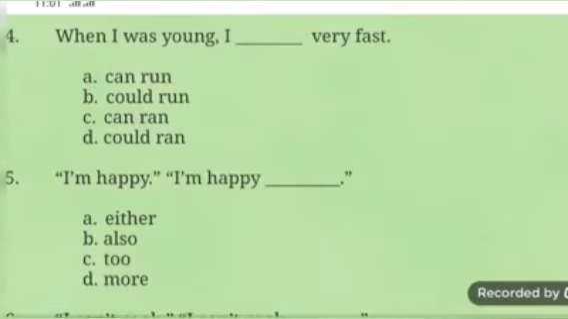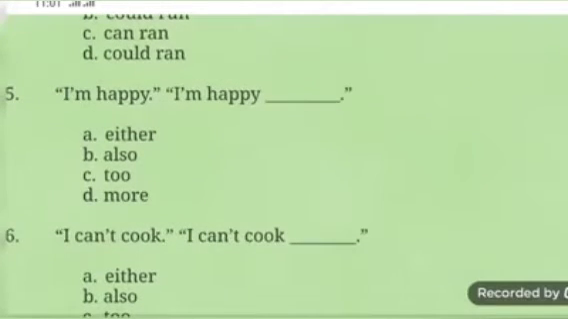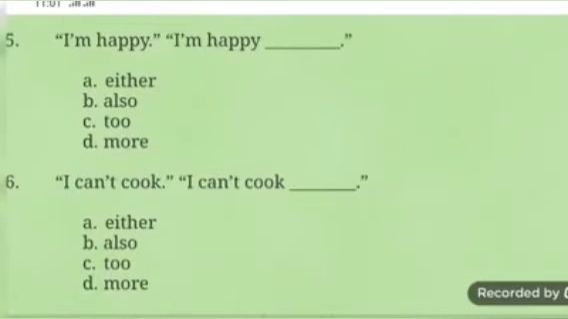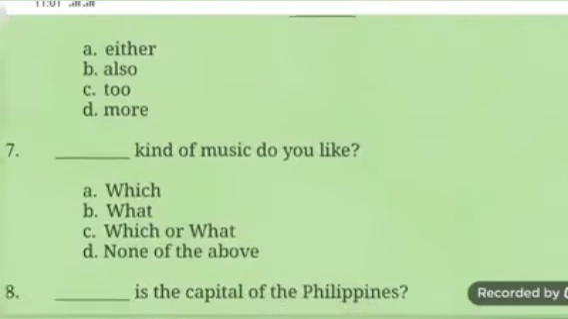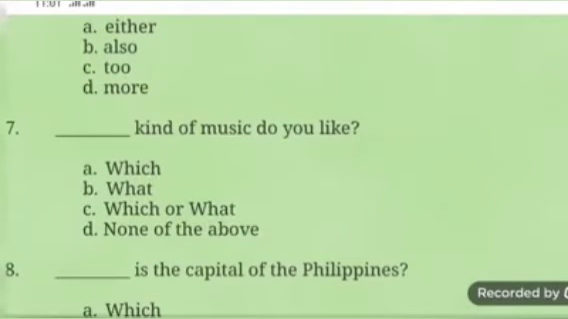Next one, I'm happy. I'm happy too. Letter C. Why do you think so? Because if it's a positive sentence, you always have to use the word too. But if it's negative, you have to use either or neither. You would say, oh, I can't cook. I can't cook either. Okay, there you go. This is a negative sentence, can't.